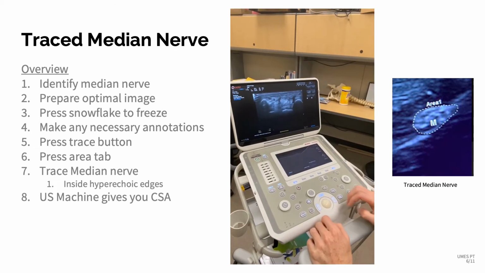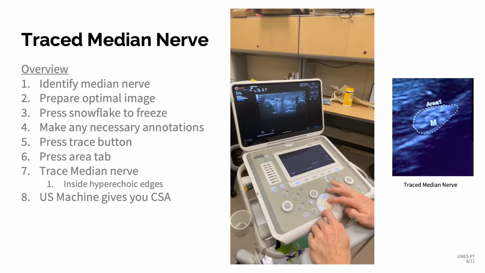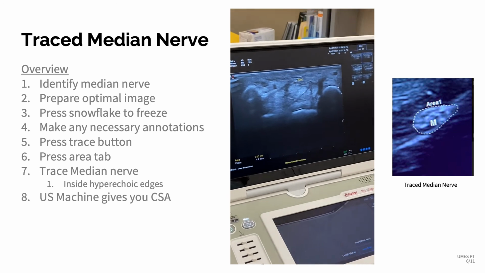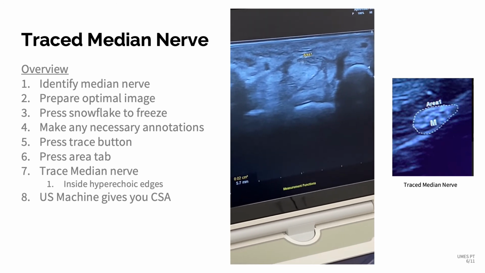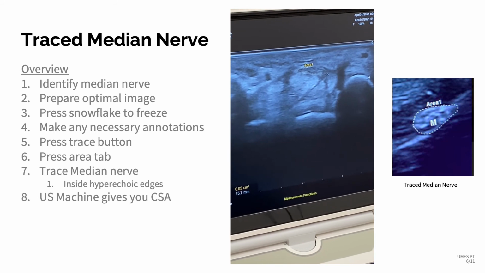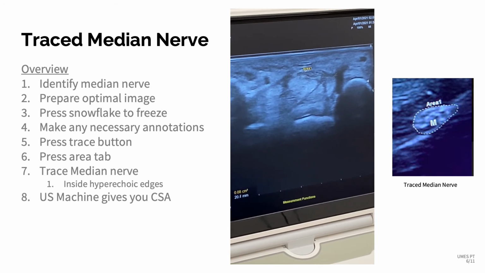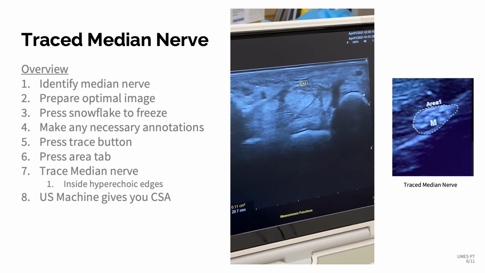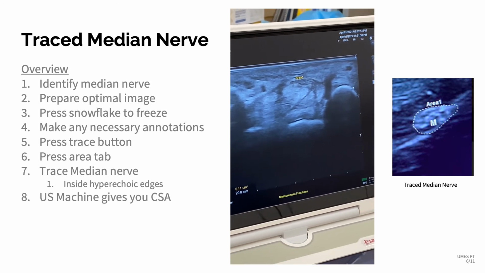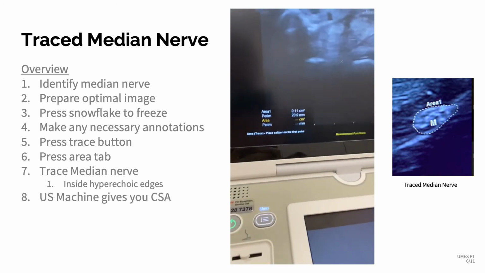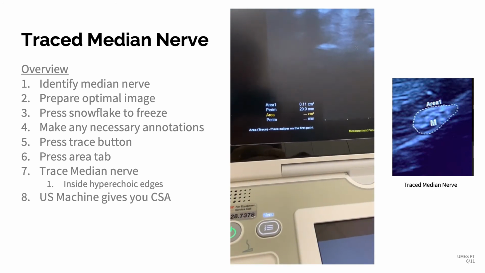So he presses the trace and then the area tab, he clicks, and then using the ball, he's going to go and trace around the median nerve inside the hyperechoic edges. Once he gets around, he'll click again, and the machine gives you the area.